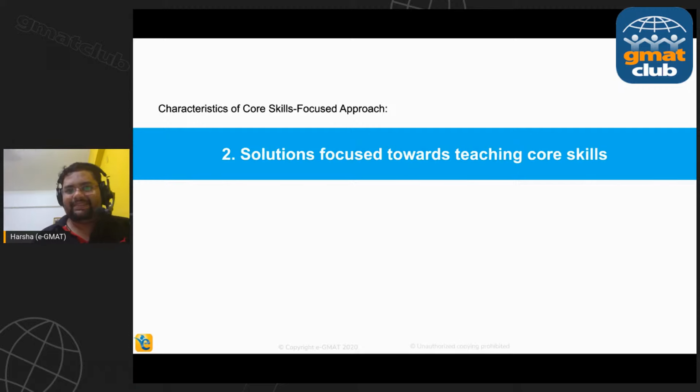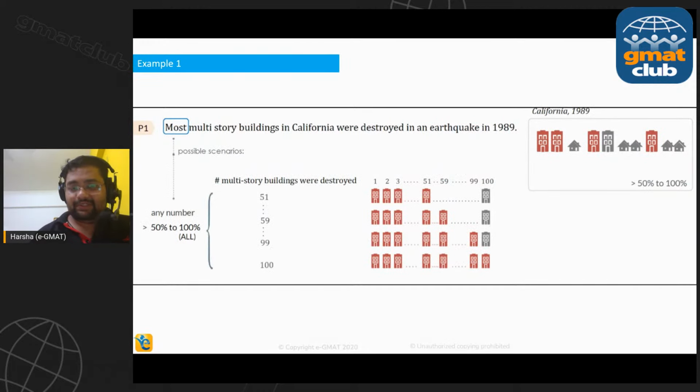The second aspect is the solutions are also focused more towards teaching core skills. Now, in this session with me, you've been here for 2 hours with me. In these 2 hours, I gave you some principles of how to learn, right? How to visualize things. Some of those things you'll actually see in option.